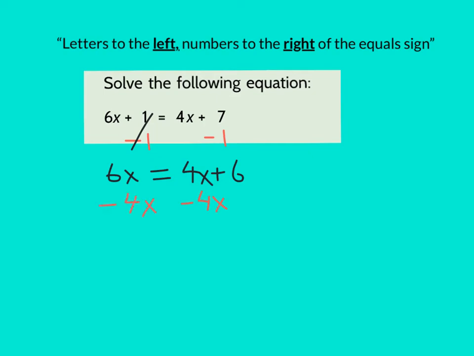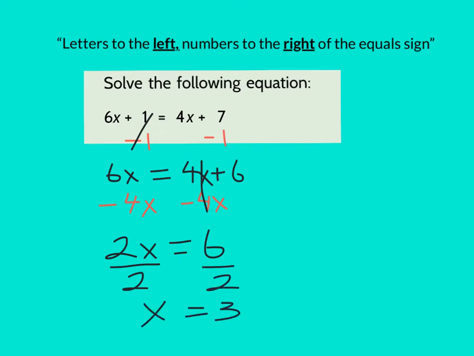When I go and do that, then I get 6x minus 4x, that gives me 2x. 4x minus 4x, they cancel, and I get 2x is equal to 6. And then the last step, I divide both sides by 2 to get x is equal to 3.